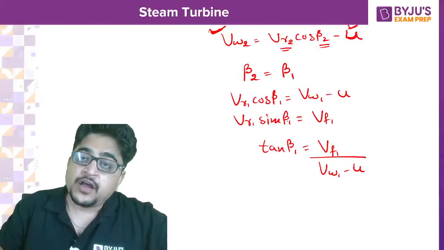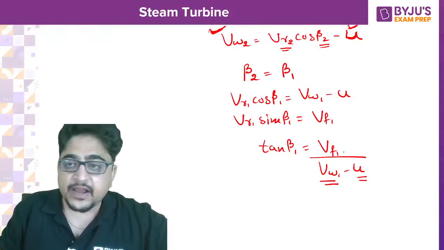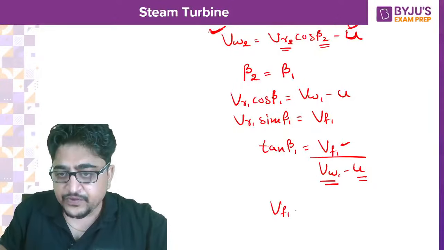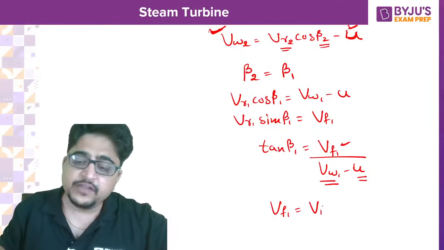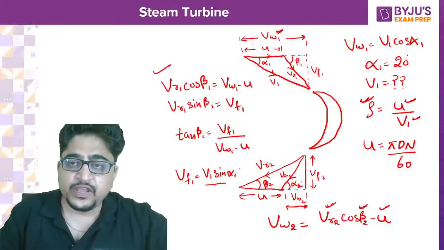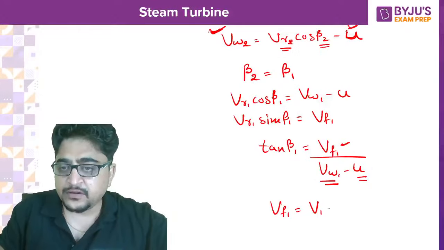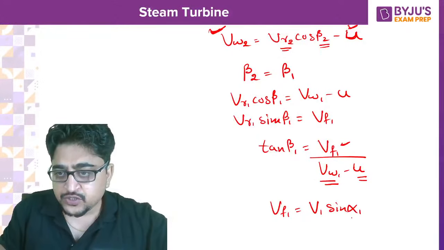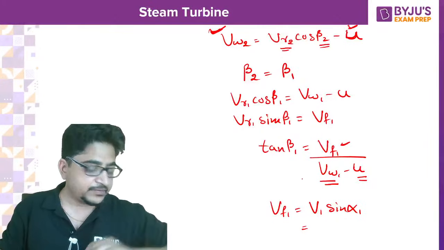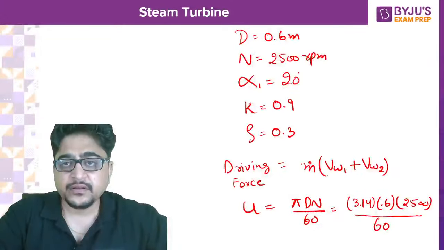From this I know the value of VW1, I know the value of U, but I don't know the value of Vf1. So can I write Vf1 is equal to V1 sin alpha 1? Calculate the value of Vf1. Have you calculated the value of Vf1? What is V1?